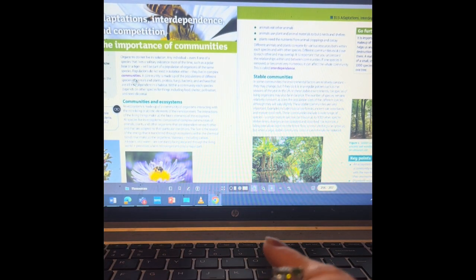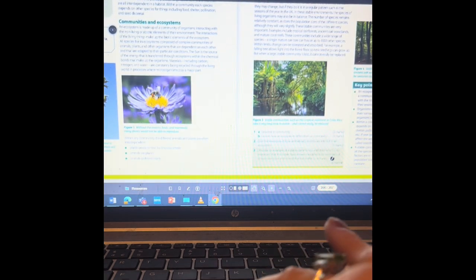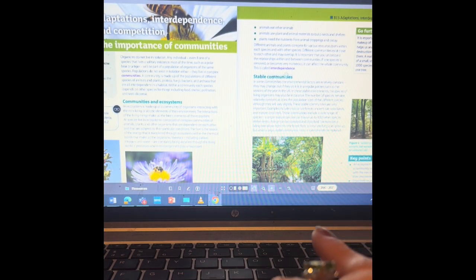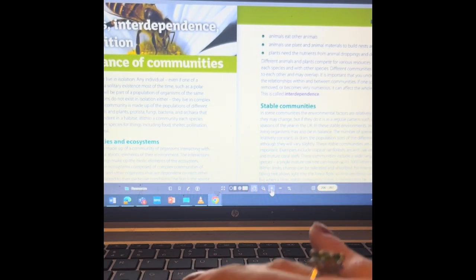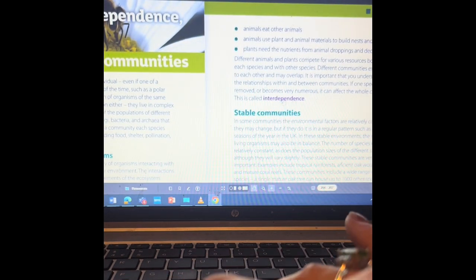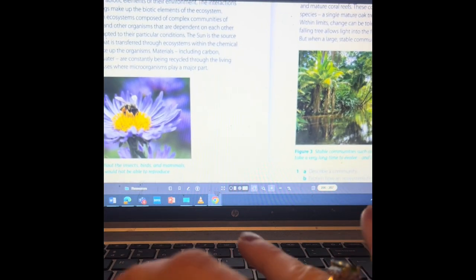So talking here about communities within an ecosystem, the whole emphasis is on this word here, interdependence. Interdependence is talking about other organisms and how they interact. So you can see the bullet points over here. Nothing survives on its own.